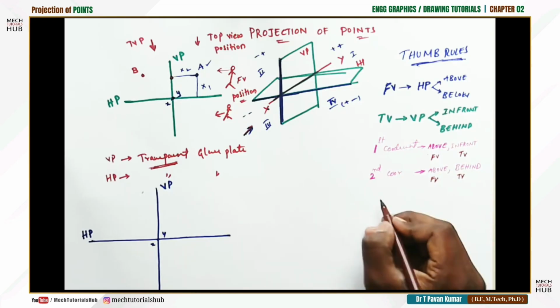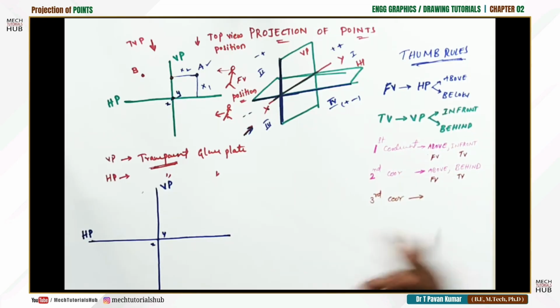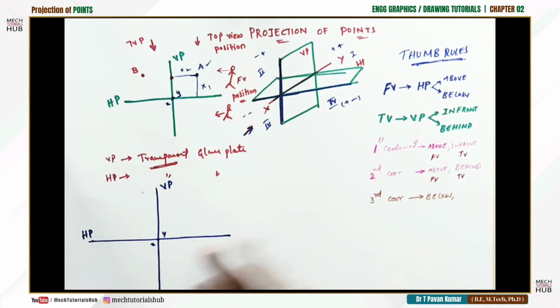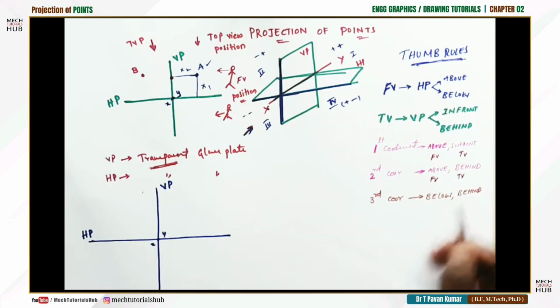Okay. Similarly, the third quadrant, what you could decide, third quadrant, front, top. When you are in the front view, what you could decide is below, and from the top, behind. Third quadrant: below, behind. So from where? Below can be decided from front view, behind decided from top view.